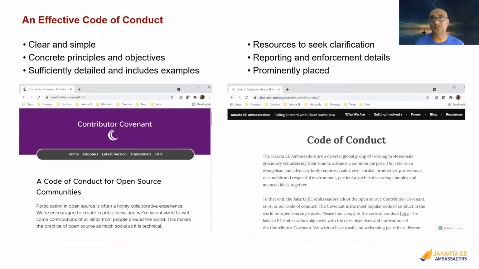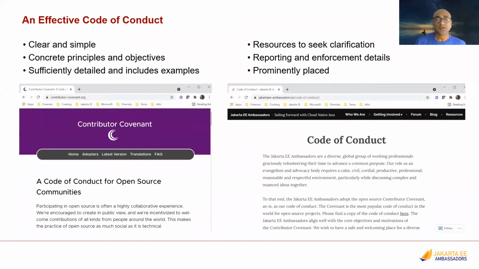And there are many different well understood ones out there already. The one that I'm going to highlight for today is something called the Contributor Covenant. Okay, it is the most well adopted code of conduct in the world for open source projects, and it's a very good one. So you don't even have to think about what kind of open source code of conduct you need to adopt, because that work's already been done for you.